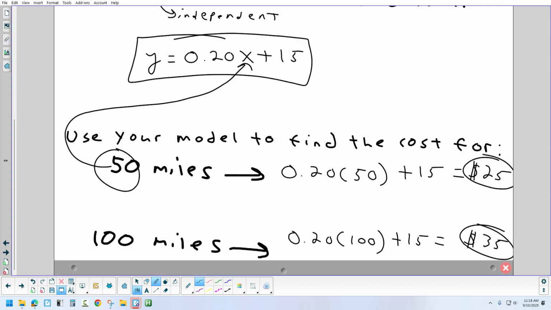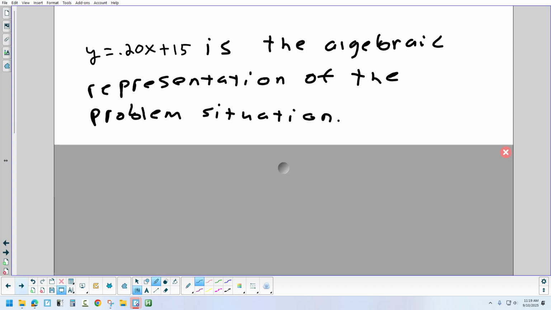So that equation, you can call it an equation, you can call it the model. It's basically an algebraic representation of the problem. If somebody were to come in right now and they looked at this on the board, they have no idea that that's about renting a car. They don't know the context for that equation. So the pure equation itself is called an algebraic representation.